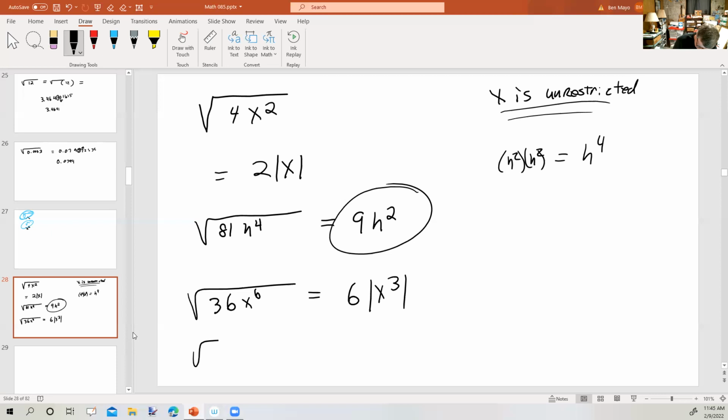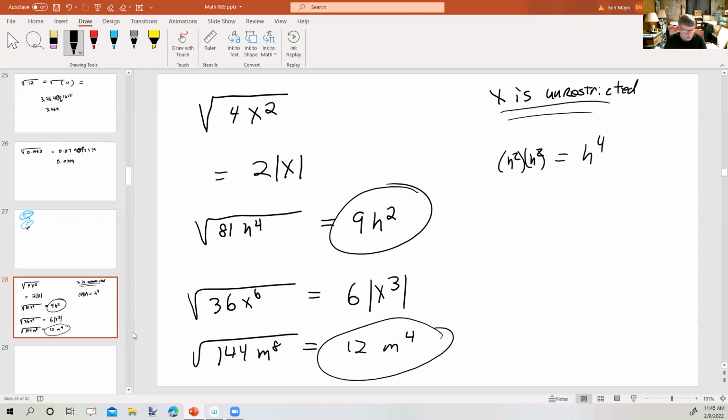And finally, how about this one? The square root of 144m to the 8th power. That would be 12m to the 4th. M to the 4th wouldn't be negative because taking a negative number to an even power, it's going to be positive. So again, I don't need absolute value bars here. Okay. Again, all of those, it said the variables were unrestricted. Sometimes it'll say, assume the variables are positive, and then we don't have to worry about absolute value bars.